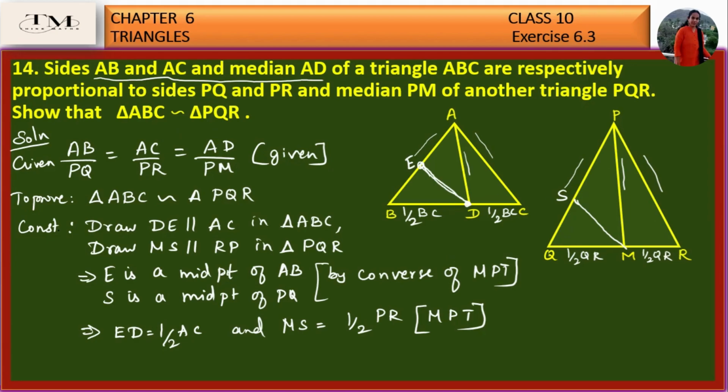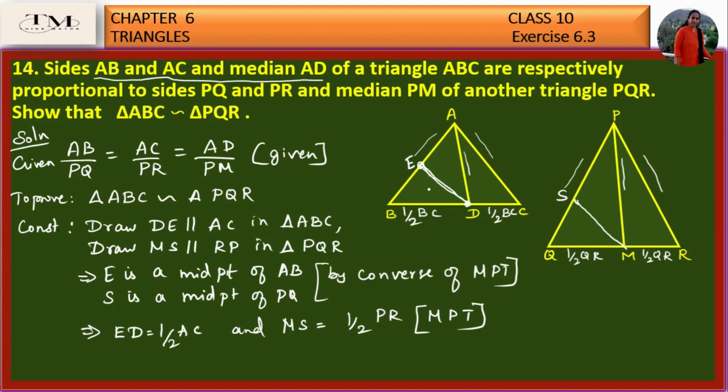So we have constructed a line DE parallel to AC. D is the median. If we draw a line from one side of a triangle parallel to another side, it will meet the third side at its midpoint. This is the converse of the midpoint theorem which we studied in 9th standard. So E will be the midpoint of AB. In a similar way, S will be the midpoint of PQ.